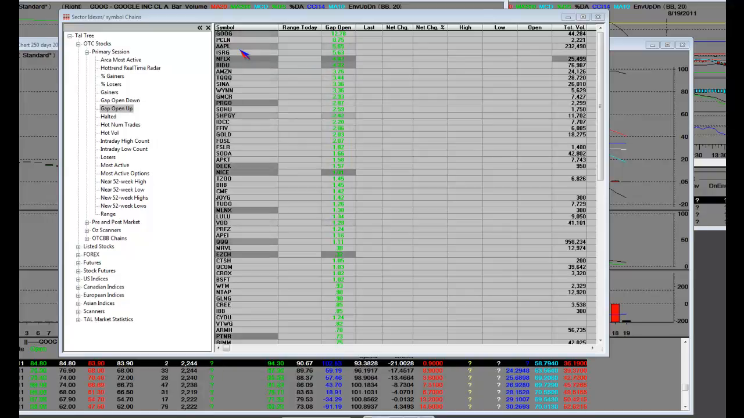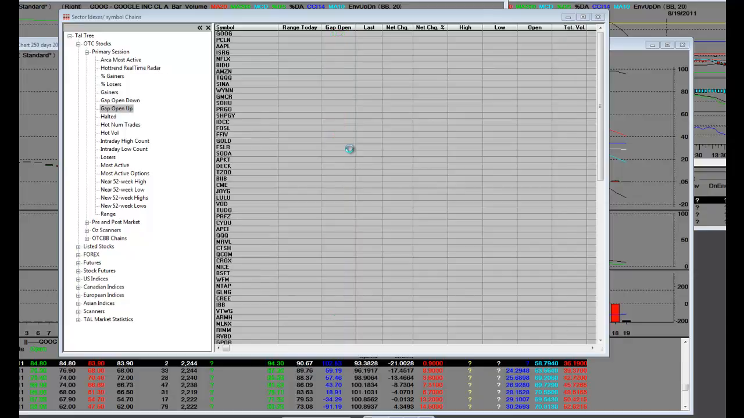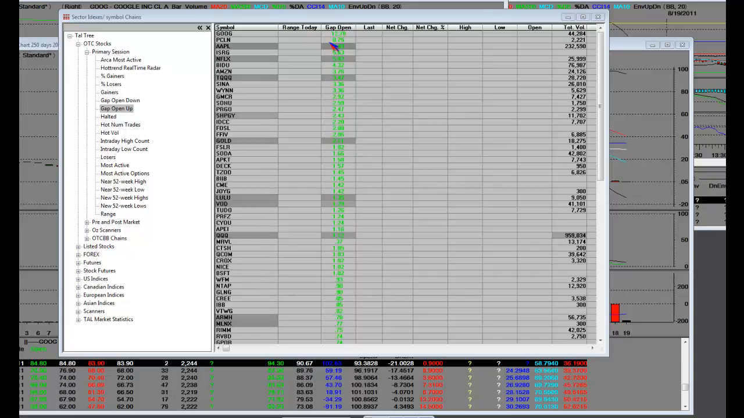NASDAQ composite, gap open up. Pre-market price action related to what is the primary identity? The pre-market futures. This is what it is. No one's been sitting there buying and selling that Google all day. There's 44,000 shares traded, but you're gapping up $12.78, $8.75.